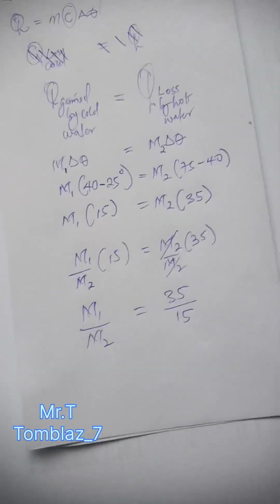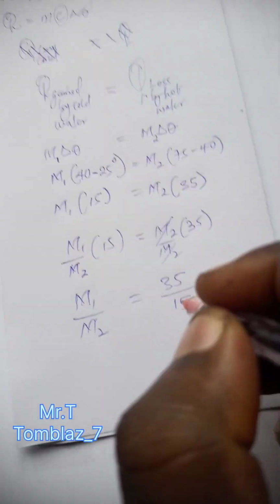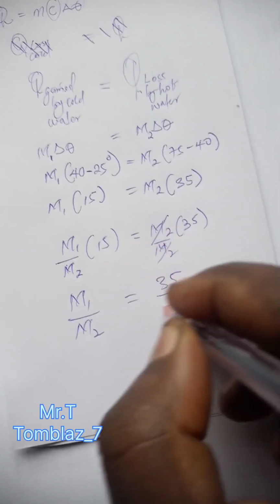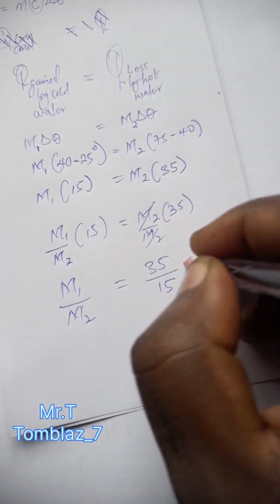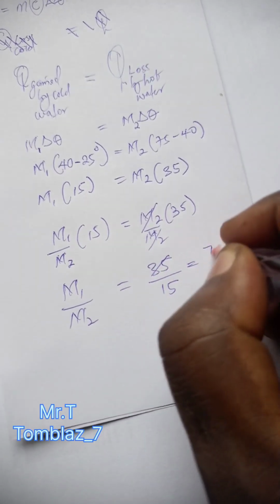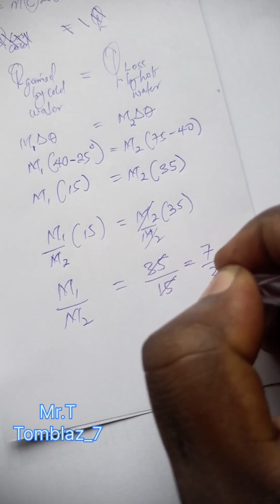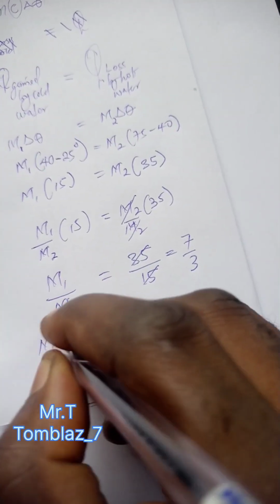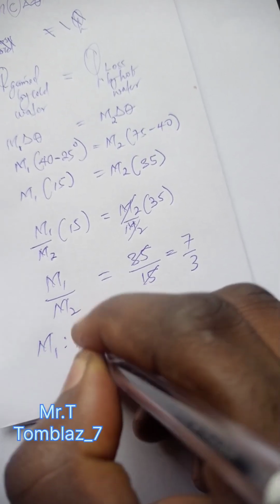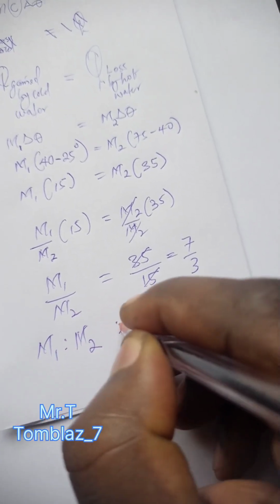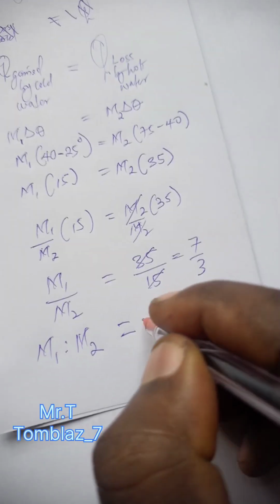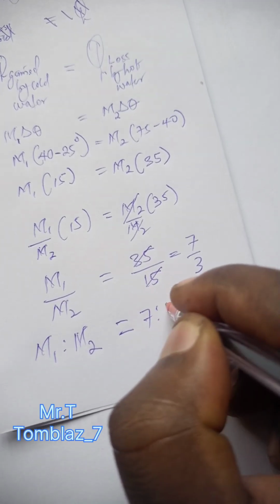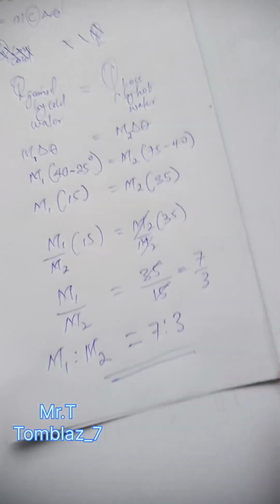15, right? Okay, so we can break this down as well, because I can see 5 can go into these numbers. So 5 here is 7, and 5 here is 3. So if we are representing this as the ratio, it will be M1 is to M2, or M1 ratio M2. So it's going to give you 7 ratio 3. That's the final answer.